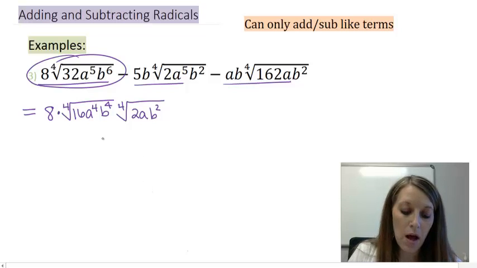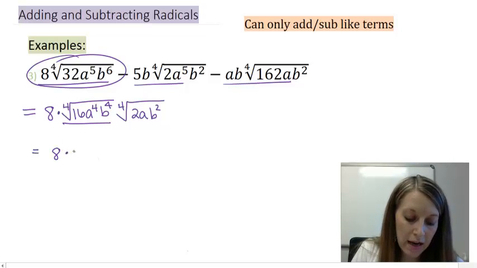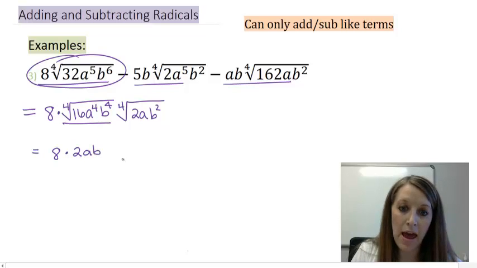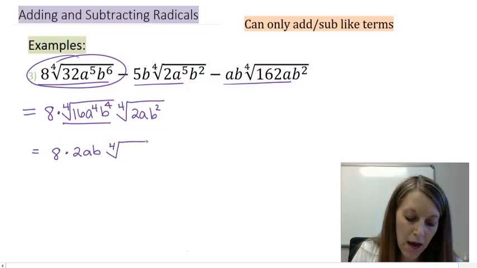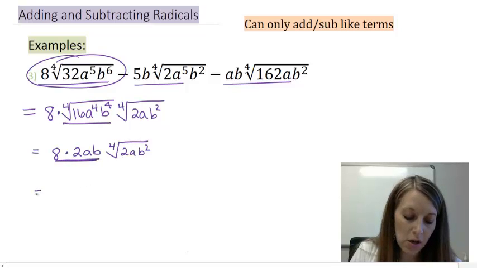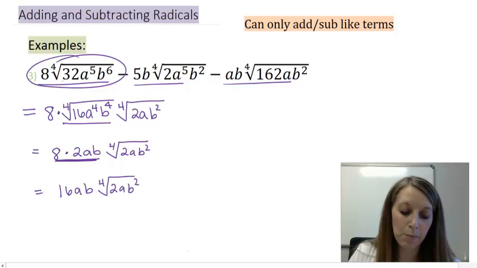Now let me simplify my good pi here. Don't lose that 8 in front. 8 times the fourth root of 16 gives me 2, and a to the fourth, b to the fourth cancel out, just leaving me with ab, and then copying down my leftovers or my bad pi. Last step is to multiply these guys out in front. So 8 times 2 gives me a 16ab, and then I have the fourth root of 2ab squared. So that's what I get when I simplify my first root here.